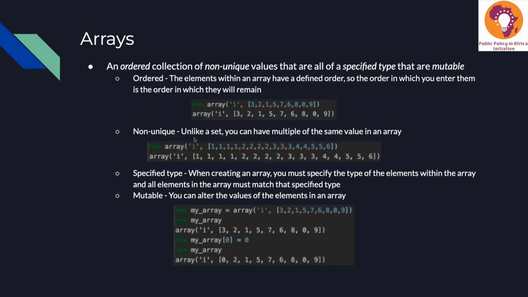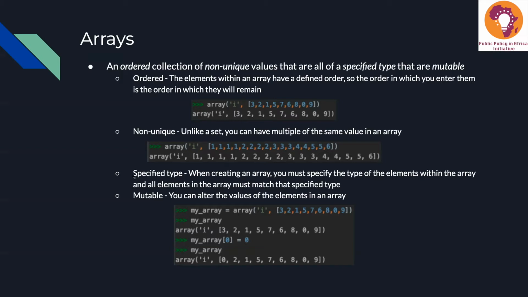They're also non-unique. So arrays contain non-unique values. Unlike a set, you can have multiple of the same value in an array. So in this array here, I entered 4 1s, 4 2s, 3 3s, 2 4s, 2 5s, and a 6. And you'll see that in the echoed back response here, the multiples were maintained. So we still have 4 1s, 4 2s, 3 3s, 2 4s, 2 5s, and 1 6. Remember with sets, you could only have one unique value per set. So that's a key difference here between arrays and sets.